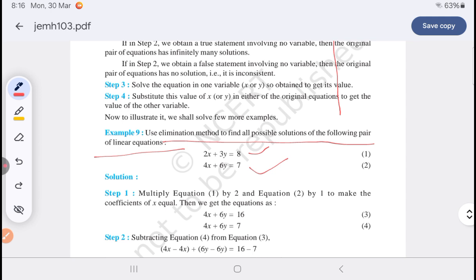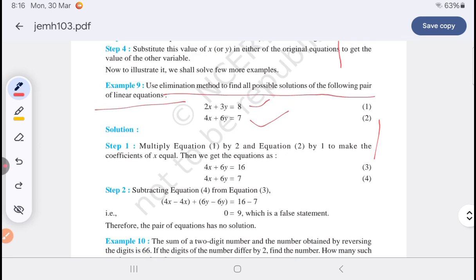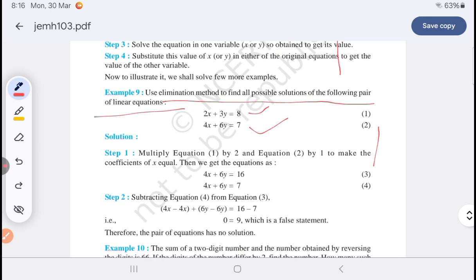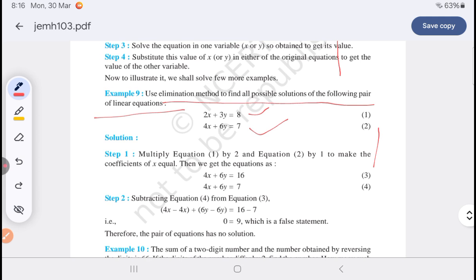So now we are eliminating, let us say, x. We want to eliminate x. So equation 1 is multiplied with 2 and equation 2 multiplied with 1. So in the first equation, 2 into 2x equal to 4x, 2 into 3y is equal to 6y, 2 into 8 is equal to 16. The second equation, you multiply with 1, so the whole thing will be the same.